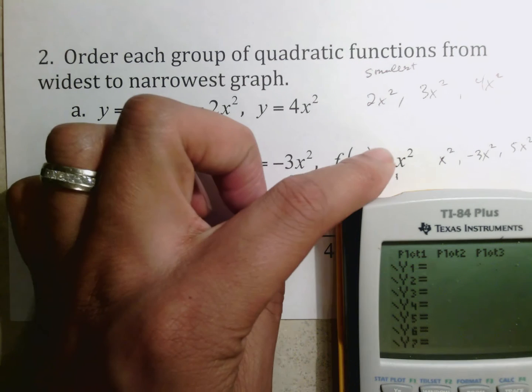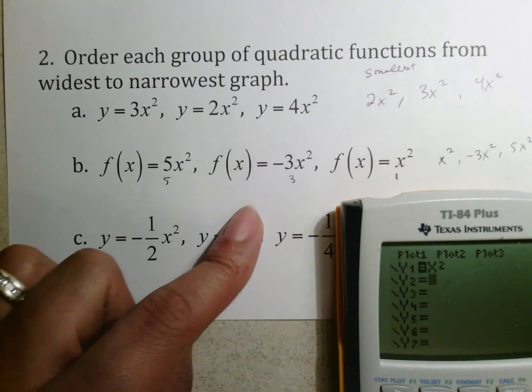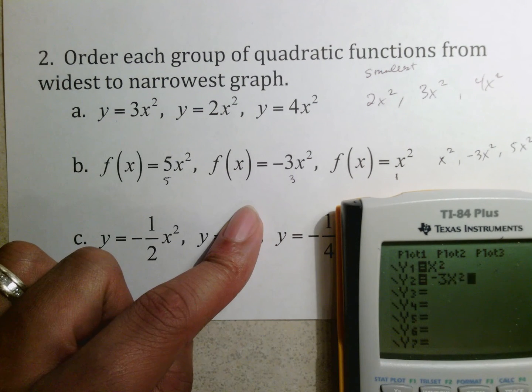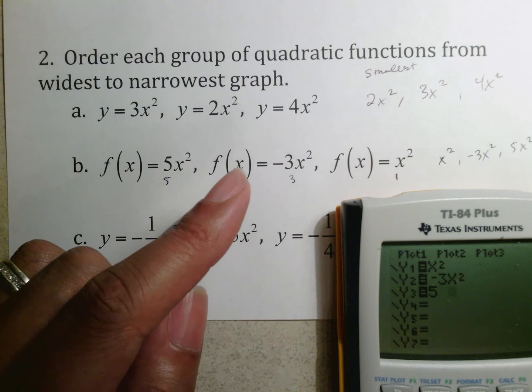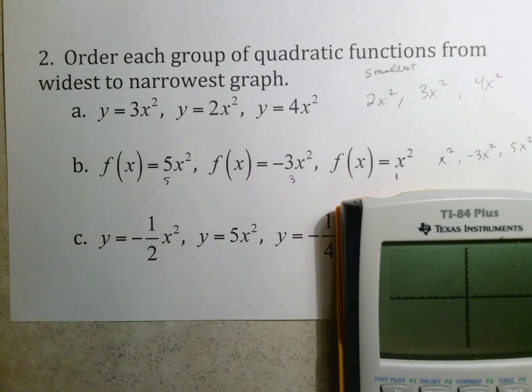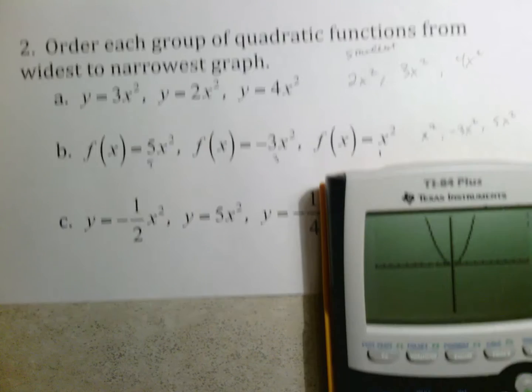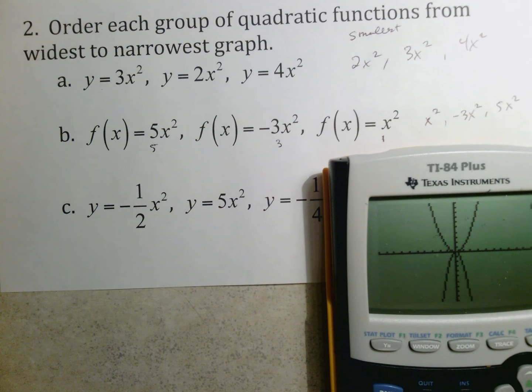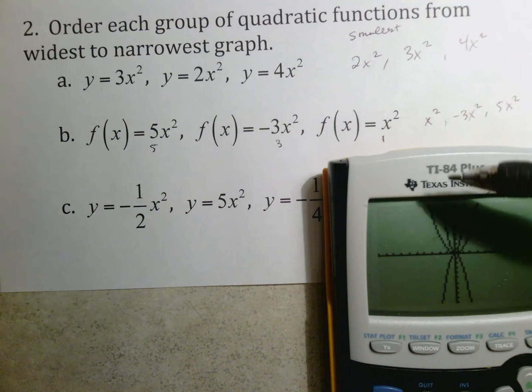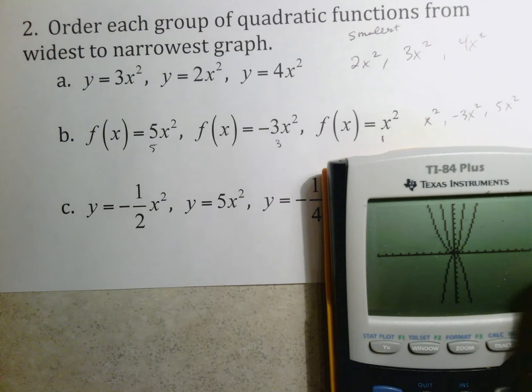You have x squared first, you have negative 3x squared second, and you have 5x squared third. Let's see if that works to be wide to narrow. That's wide. That's definitely narrow. And if you look at that, that is actually more narrow than the third, so we got that one right as well.